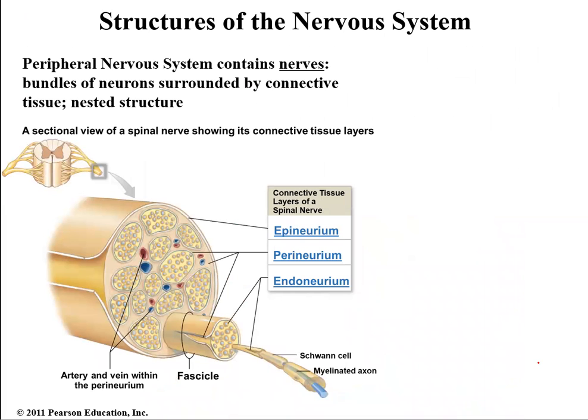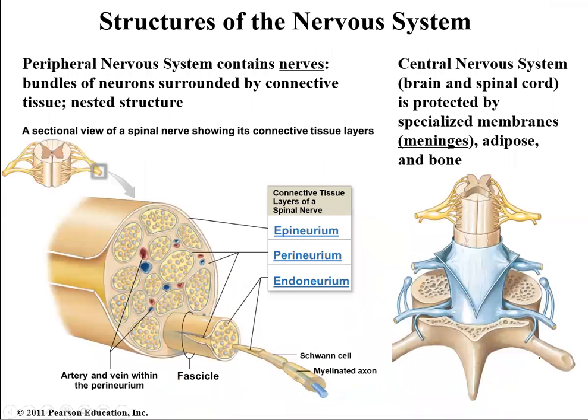Okay, so the last thing I want to talk to you guys about is other structures and organization of the peripheral nervous system. Again, I just talked to you about the central nervous system and how the gray matter and white matter are organized in this very predictable way. The entire central nervous system is covered by the meninges and adipose and bone. So lots and lots of protection of those structures.